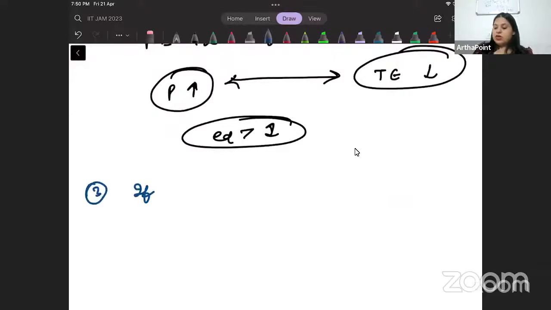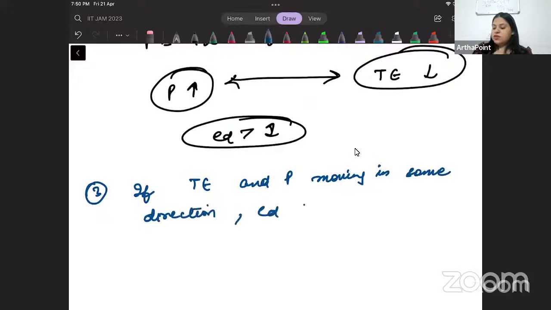If you have total expenditure and price moving in the same direction, then elasticity of demand is less than 1. Now take a moment, write down your own example, then I will solve further. So write down your own example of elasticity less than 1, please.